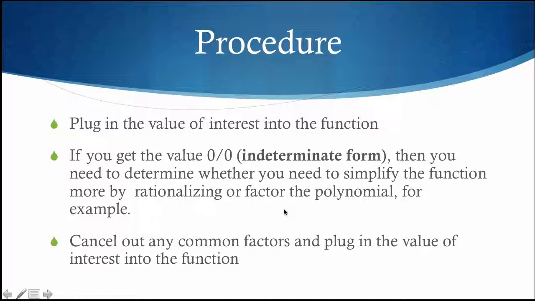Okay, so if you get 0 over 0, then that means we have to simplify the function as much as possible, and we're going to be doing rationalizing and factoring polynomials. We're going to be doing those two later in this lesson, and then we'll learn other ways in another lesson. Once you rationalize or factor, you cancel out any common factors, and then you plug in the value at the very end, and you're going to get a new value, which is not 0 over 0. You're going to get an actual number.